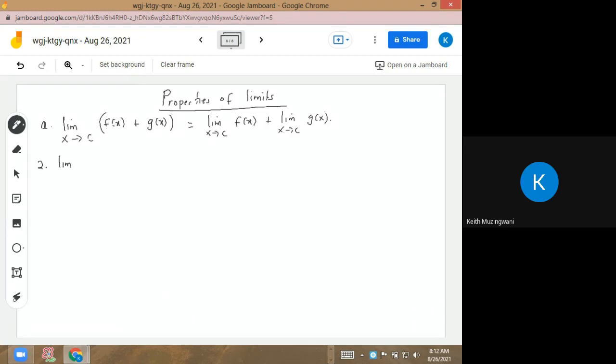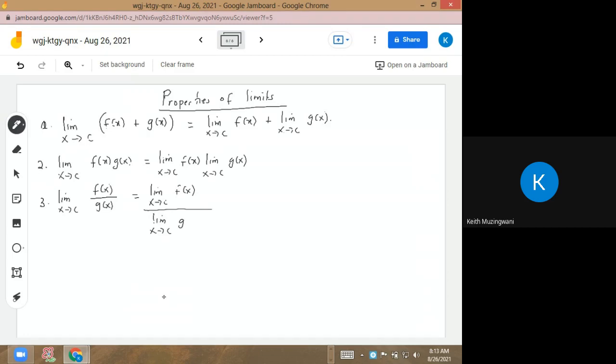Property 2, the limit as x goes to c of f of x times g of x is the same as the limit as x goes to c of f of x multiplied by the limit as x goes to c of g of x. There's no harm there. Property 3, the limit as x goes to c of f of x over g of x is the same as the limit as x goes to c of f of x over the limit as x goes to c of g of x.